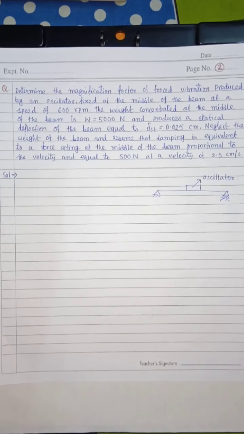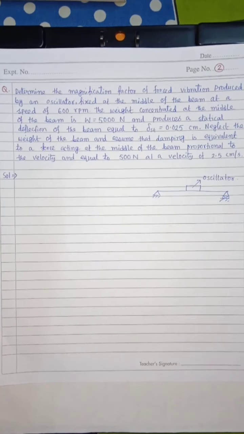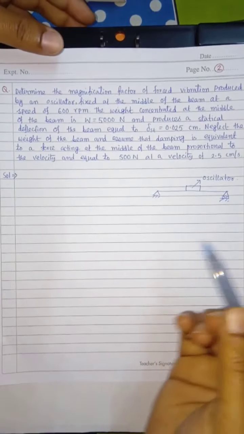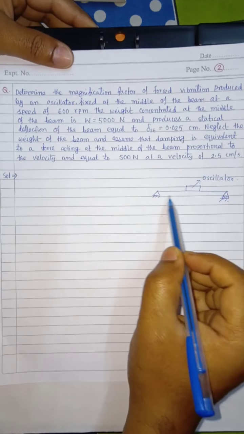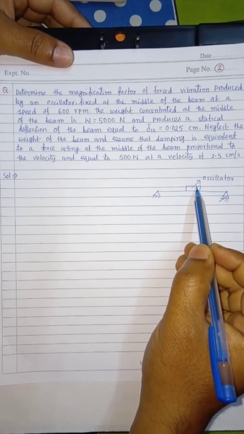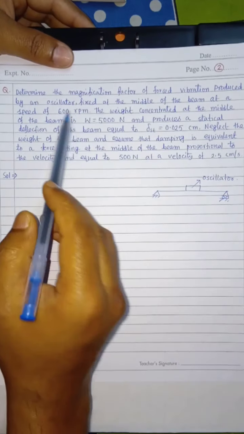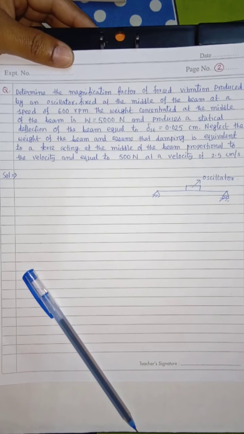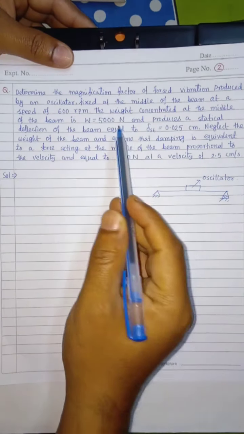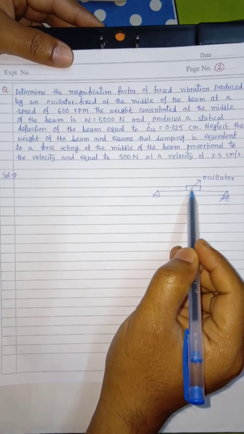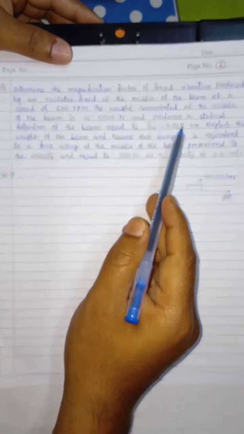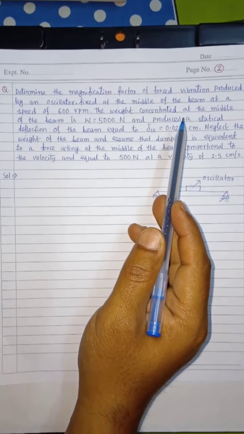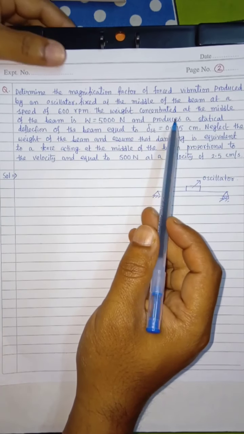Hello everyone. So this is the second numerical from forced vibration. In this question, there is a beam. On that beam, there is an oscillator. It will be vibrating at a speed of 600 rpm, and the weight of the machine or the oscillator is equal to 5000 Newton. When it is placed on that beam, it produces a static deflection of this amount. And you have to find the magnification factor of forced vibration.